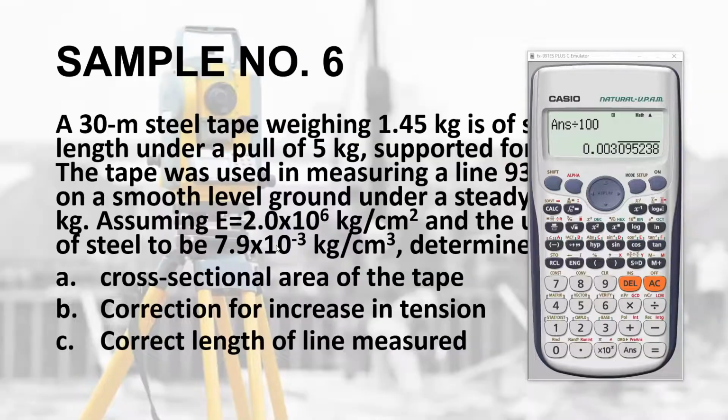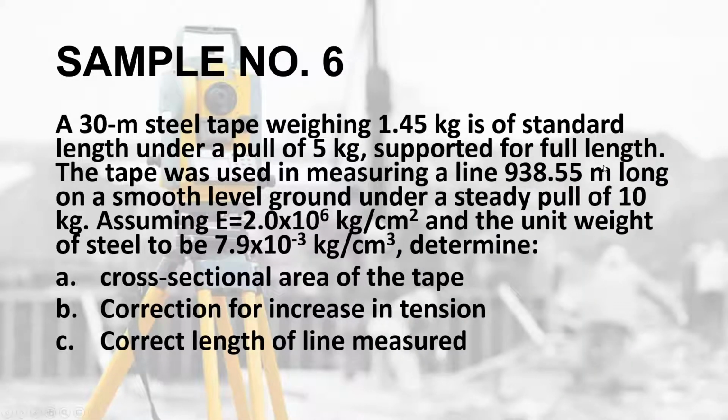So, another example, number 6: a 30-meter steel tape weighing 1.45 kilograms is of standard length under a pull of 5 kilograms, supported for full length. The tape was used in measuring a line 938.55 meters long on a smooth level ground under a steady pull of 10 kilograms. Assuming the elasticity is 2 times 10 raised to 6 kilogram per square centimeter, and the unit weight of steel is 7.9 times 10 raised to negative 3 kilograms per cubic centimeter, determine the cross-sectional area of the tape, the correction for increase in tension, and the correct length of line measured.